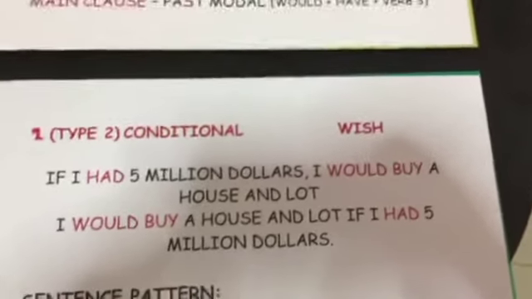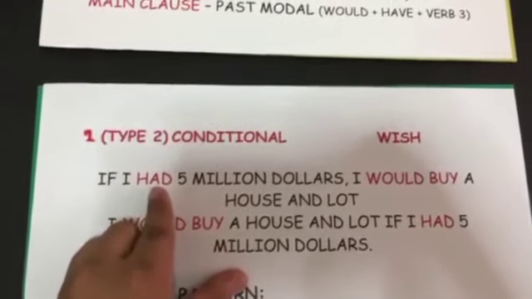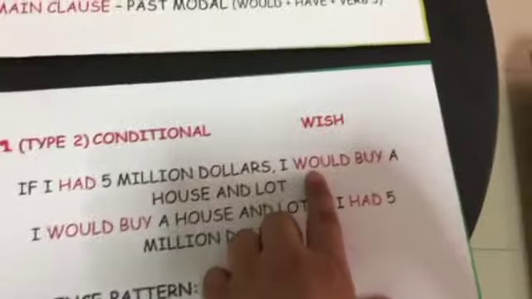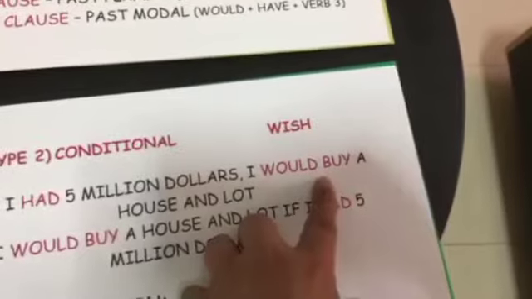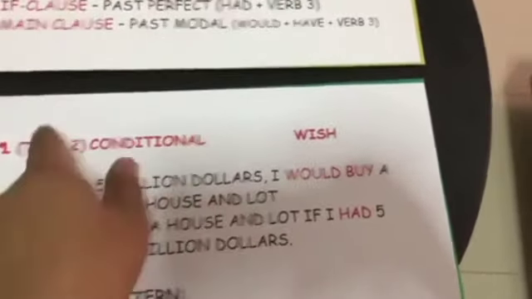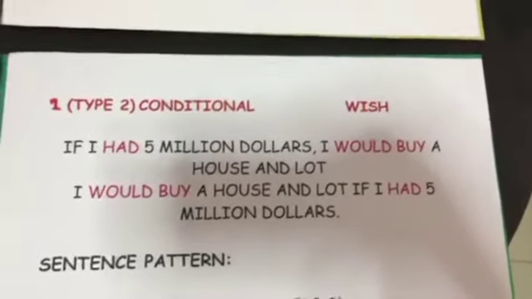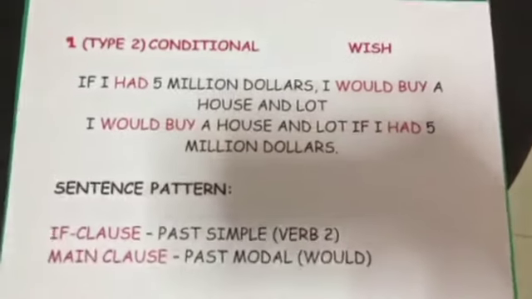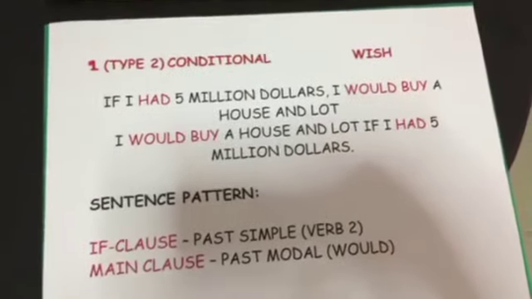It's just a wish. So you have here in the if clause, you have past simple. And in the main clause, you have would, or you may have could, or you may have might, plus verb 1. Would buy, could buy, might buy a house and lot. Okay? So this thing is actually something that is not real, or it's just a wish. So if you want to wish in condition, so you use type 2 conditional sentence pattern.